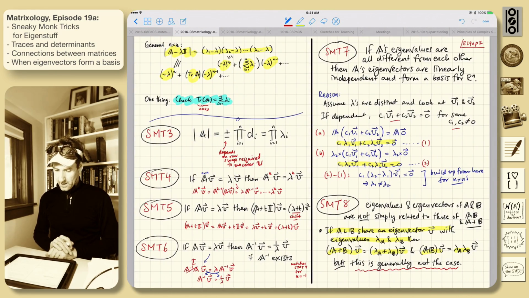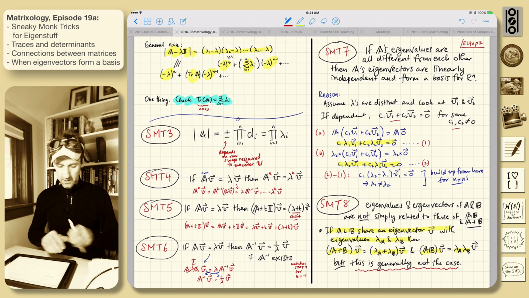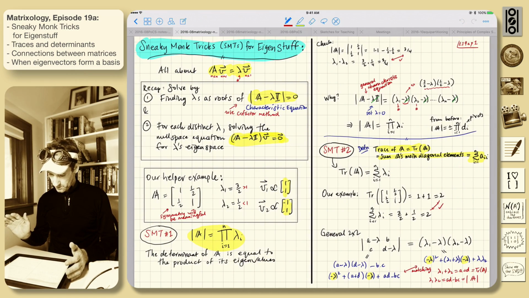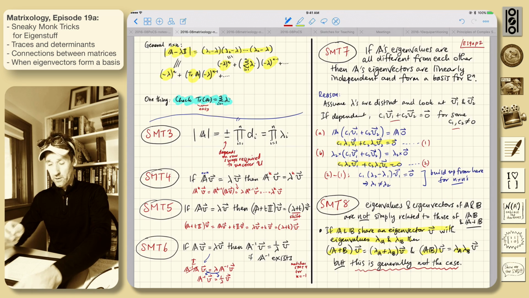Okay, so that's just a little grab bag of sneaky tricks, things to know about eigenvalues and eigenvectors. Lots of pleasurable pieces. We've proved them for arbitrary large matrices, generally speaking. Good. So the next thing will be getting back to powers of matrices and this thing called diagonalization.